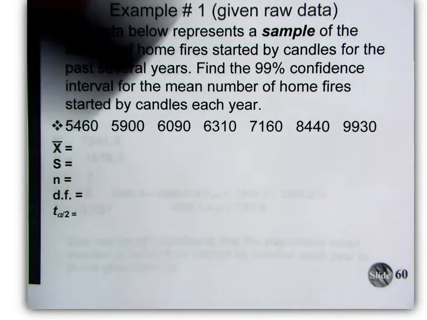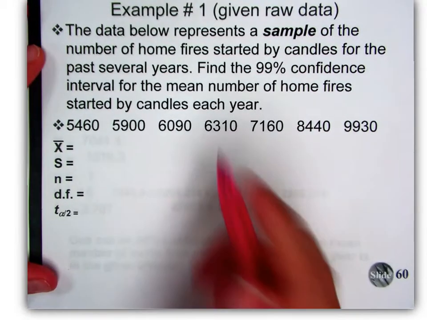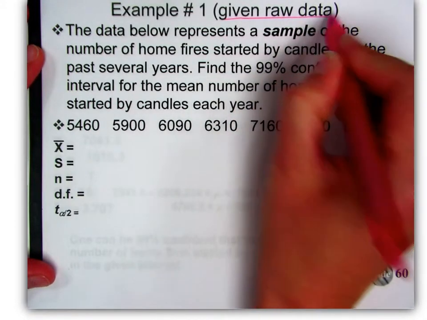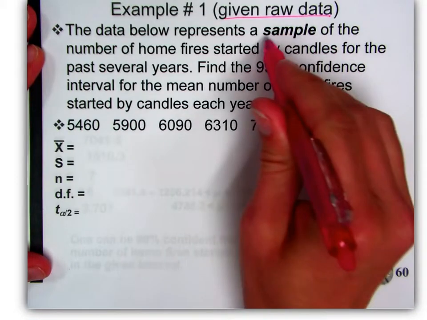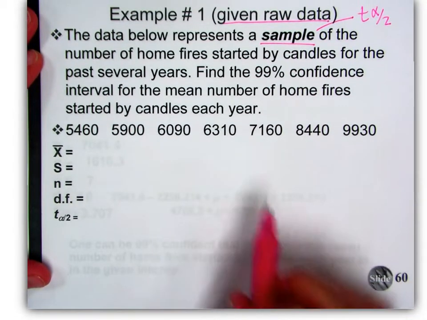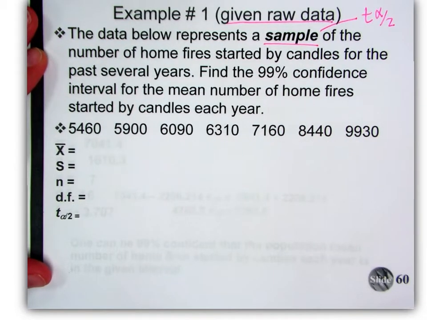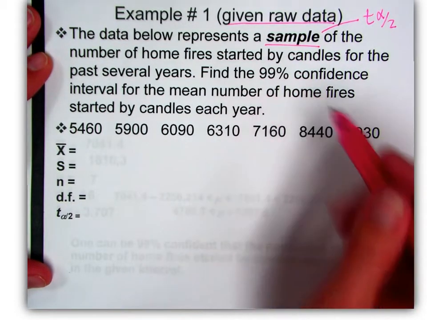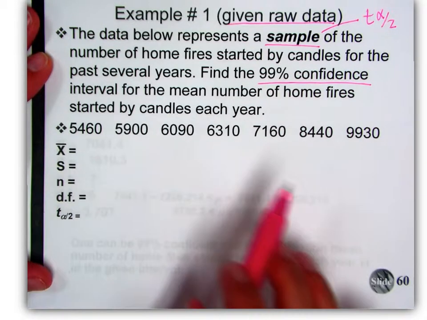Okay, so here's the example. I want to make sure that you guys can actually see me type all of this into the calculator. So example 1, this is when we're given raw data, so we're actually given all of the values. The data below represents a sample, which tells me right away I'm going to be using t alpha over 2, not z alpha over 2. The bottom represents a sample of the number of home fires started by candles for the past several years. Find the 99% confidence interval for the mean number of home fires started by candles each year.